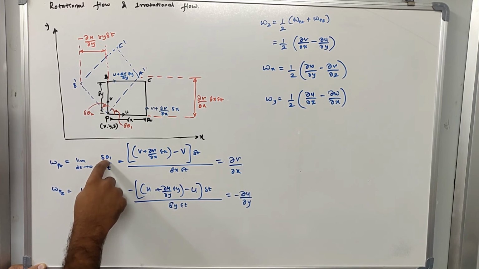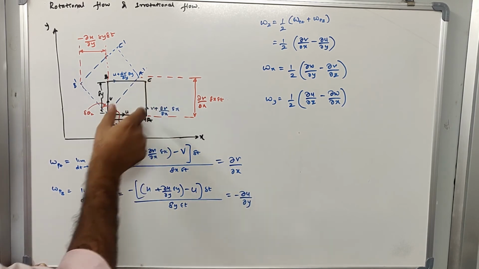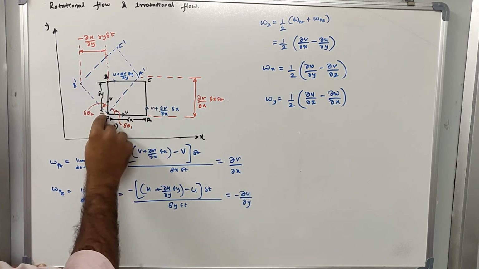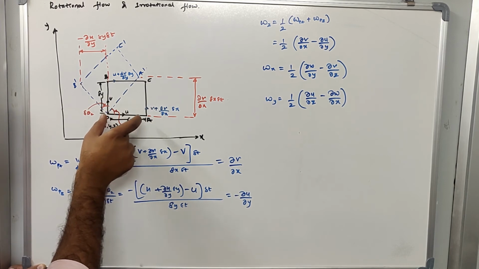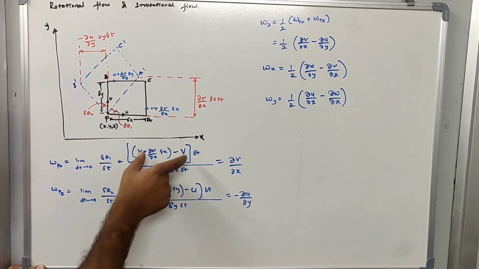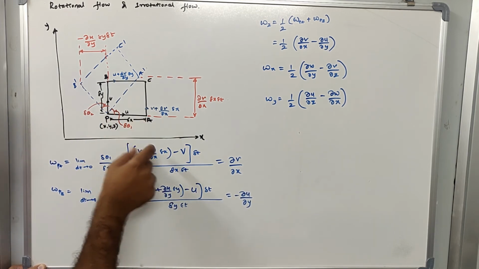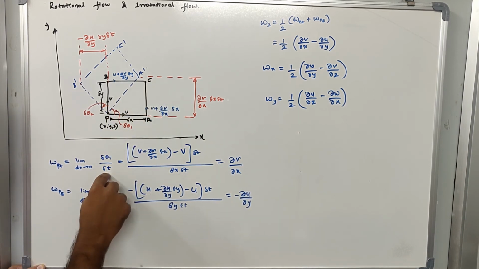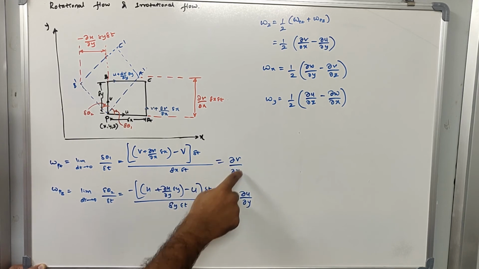Once I find theta 1, I can divide by dt. What is theta 1? Theta 1 is opposite by adjacent. To calculate the opposite, we take the difference of velocities multiplied by delta t, and the adjacent we already know, which is delta x. So opposite by adjacent gives theta 1, and theta 1 divided by dt is there, so dt gets cancelled. If you simplify further, what is left is only dv by dx.